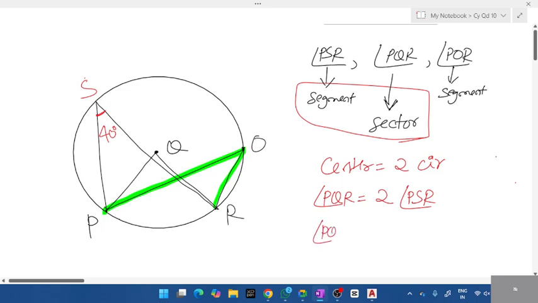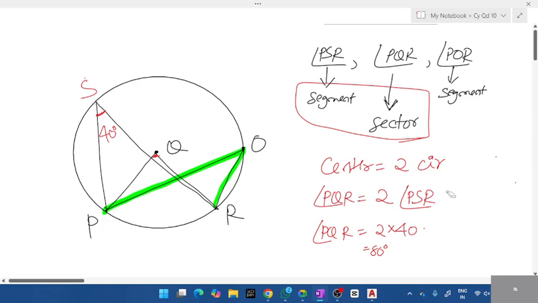Now tell me the value of PQR. What will be PQR? 2 times what is PSR? So that is 80 degree. Which is 80 degree, sir? PQR. So this is the concept, PQR. Next, Lemula, tell me POR.